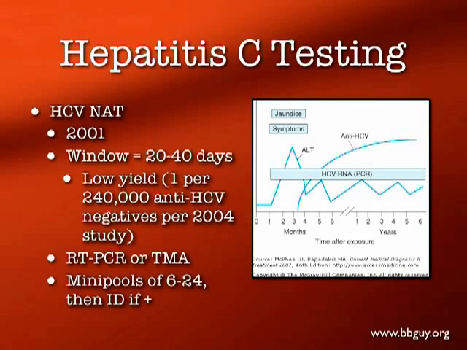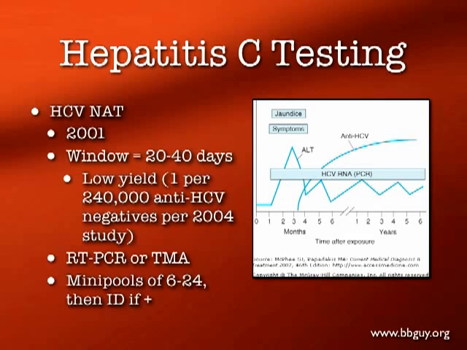HCV NAT was introduced in 2001. It knocks the window period down from that very, very long window period down to 20 to 40 days. Unfortunately, even though this makes a lot of sense and it seems logical, we actually end up with a fairly low yield. Only one positive NAT per 240,000 anti-HCV negatives. So those decreased window period infections that we would expect to see a decent number of, there's not a whole lot of them, and it's probably because of the relatively low risk in our donor population.